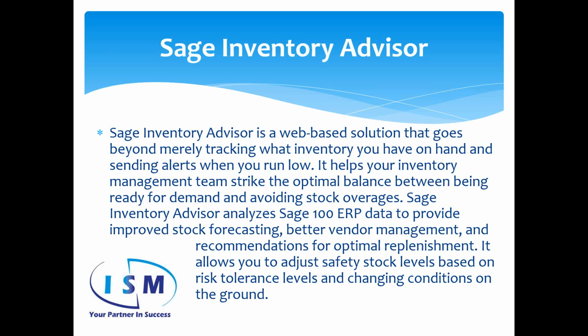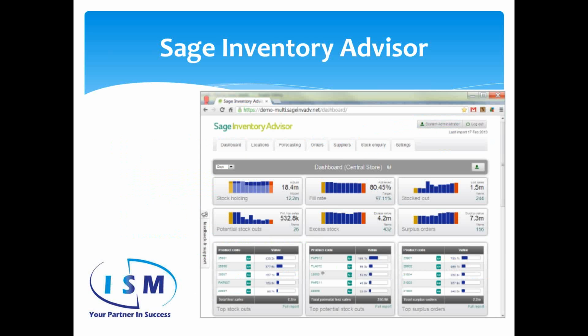Based off of the inventory replenishment levels and the different things that you set up in the system, it will look at your stock levels and then suggest what you need to do to make sure that you're ready for demand, and also that you're not ordering too much stock. Obviously, everybody's goal is to maintain optimal inventory levels. So the Sage Inventory Advisor is a great way to make sure your inventory stays exactly where it is, and it provides alerts to you to make sure you stay on top of that.